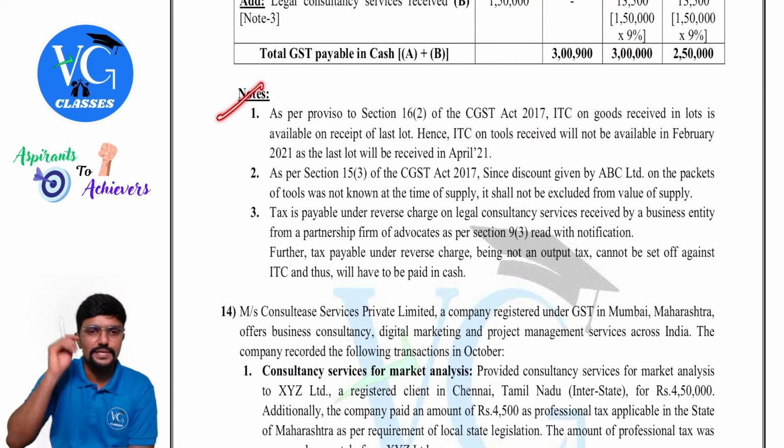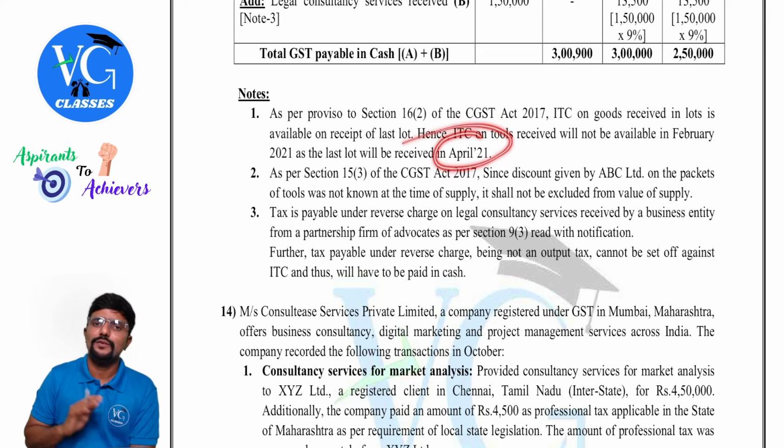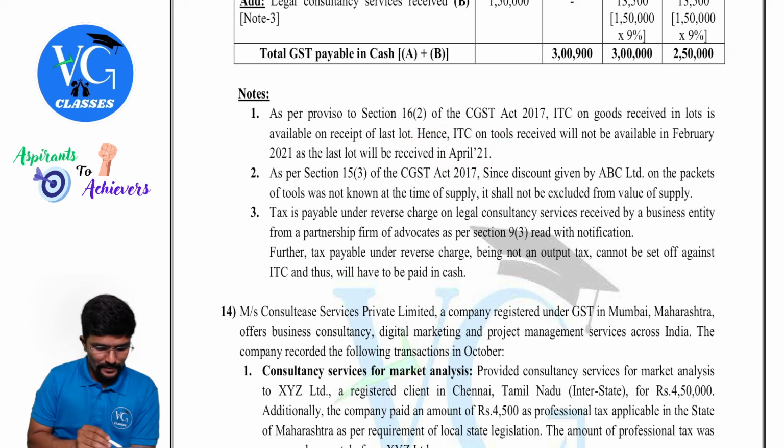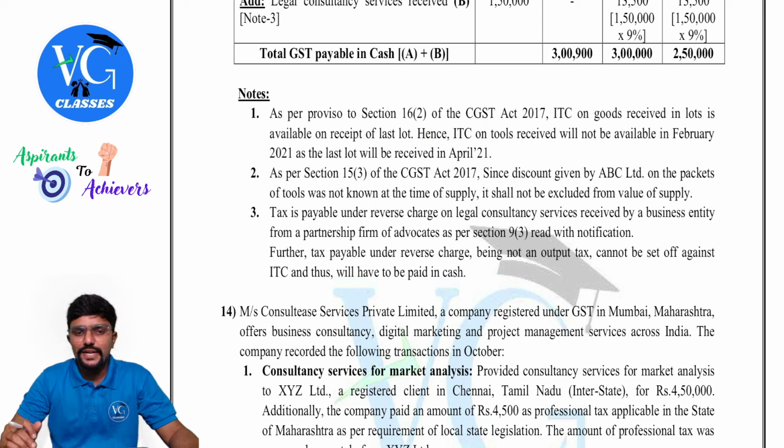So I have given notes. Let us see. As per proviso to section 16 subsection 2 of CGST Act 2017, ITC on goods received in lots is available on receipt of the last lot. Hence, ITC on the tools received will not be available in February as the last lot will be received in April. You can claim full credit in April. Next, second one. As per section 15 subsection 3 of CGST Act 2017, since the discount given by ABC Limited on the packets of tools was not known at the time of supply, it shall not be excluded from the value of supply, guys. We will not reduce it.